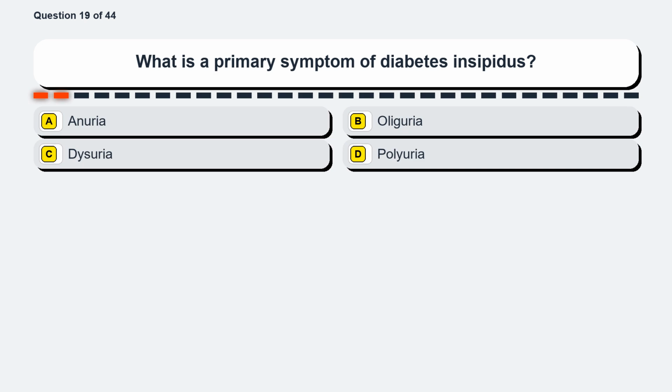Question 19. What is a primary symptom of diabetes insipidus? Option A, anuria. Option B, oliguria. Option C, dysuria. Option D, polyuria.